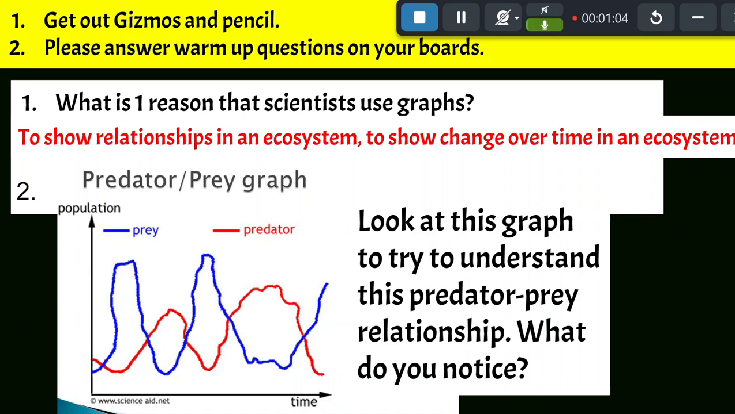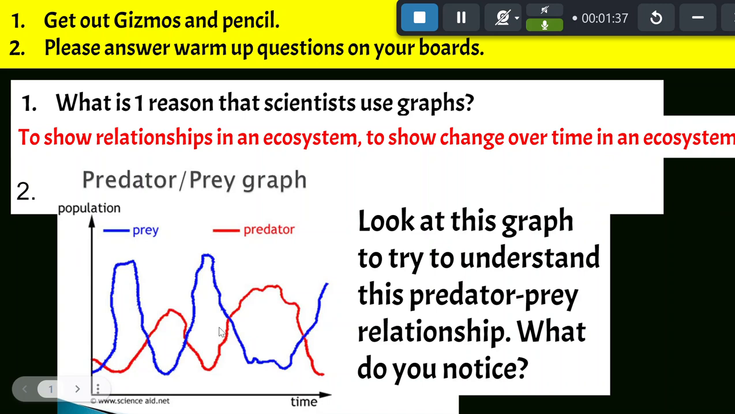So number 2 here, we're going to look at a predator-prey graph. This is pretty typical of any predator and prey situation. And you'll notice anytime you get a graph, you want to look at the things you can see. So we know that this y-axis is talking about population. We know this x-axis along here is talking about time. And I can see that this blue line here is the prey. So this is measuring prey over time. And the red line is measuring the number of predators available.